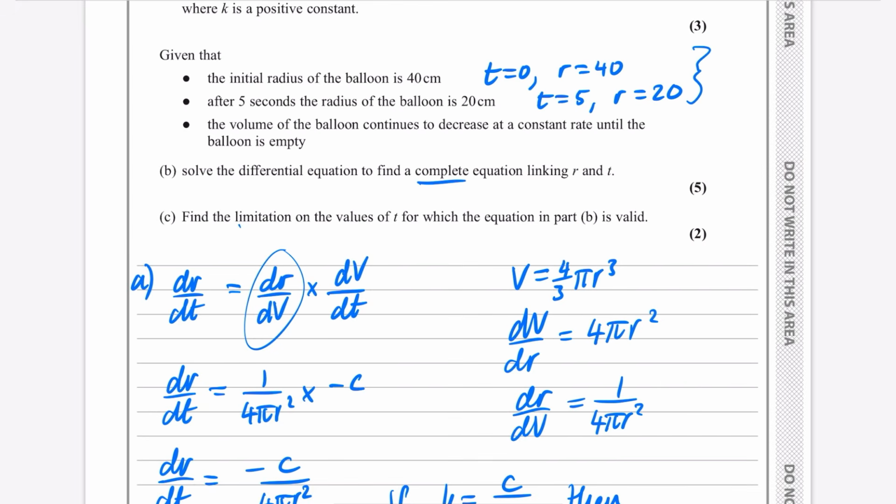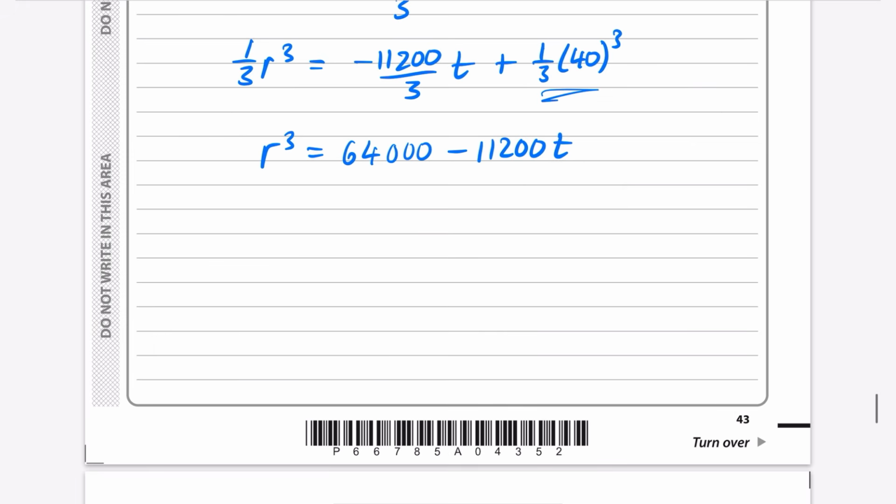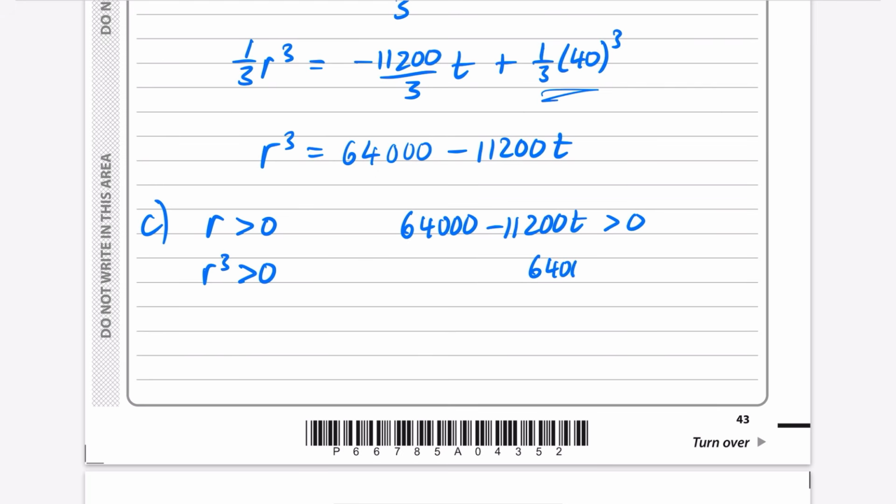It now says find the limitation on the values of t for which the equation in part B is valid. So it only makes sense if the radius of this balloon that we've got here is greater than 0, because we're trying to find the limitation on t, which means that r cubed has got to be greater than 0 as well. So that means that 64,000 minus 11,200t has got to be greater than 0.